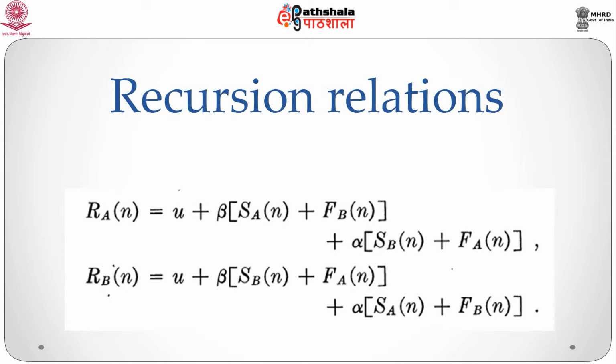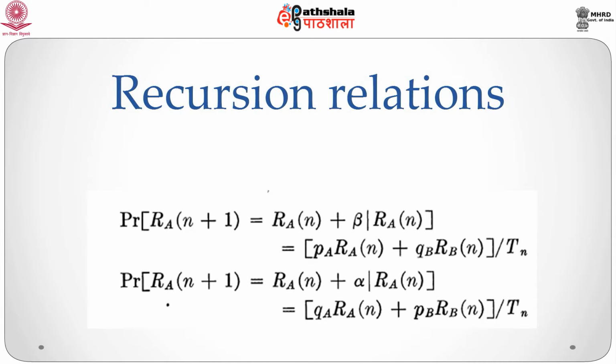We can define random variables R_AN and R_BN as the number of balls of type A and B after N outcomes, and if we define S_IN and F_IN as the corresponding number of successes and failures with treatment I after N assignments, then we have the recursive relationships R_AN is U plus beta times S_AN plus F_BN plus alpha times S_BN plus F_AN, and similarly for R_BN.